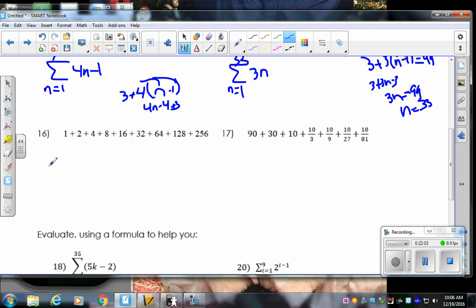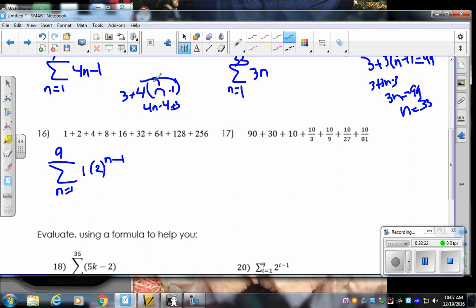All right, let's write sigma for this geometric one. N equals 1. Count 1, 2, 3, 4, 5, 6, 7, 8, 9. Write your explicit: first number times the ratio, which is 2, to the n minus 1, and I'm done.